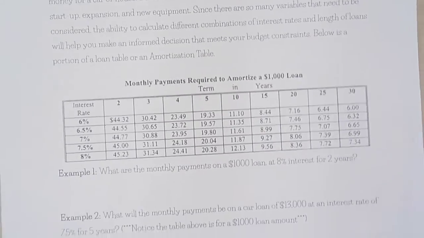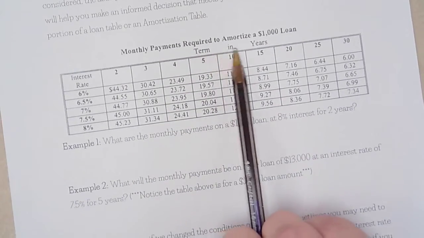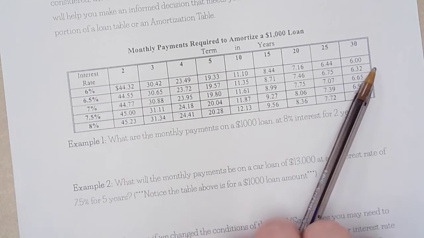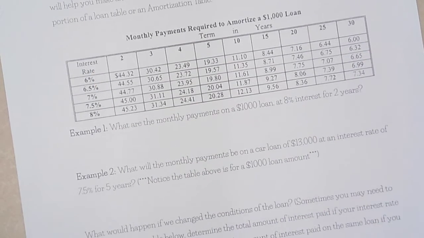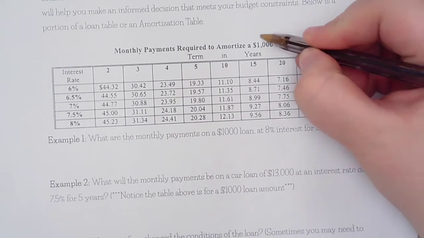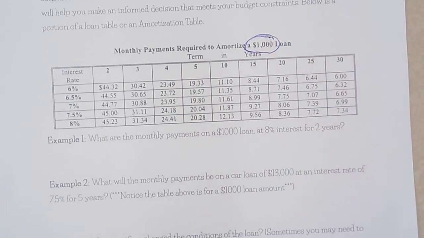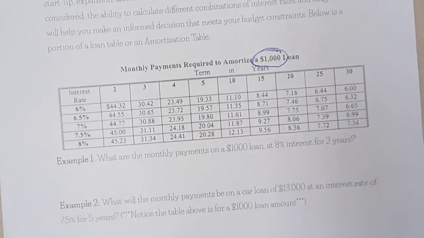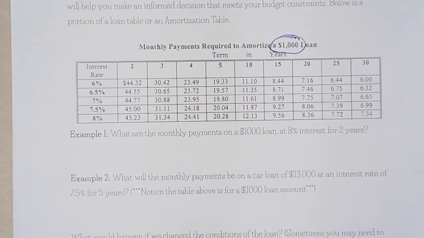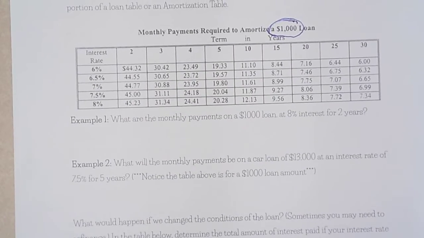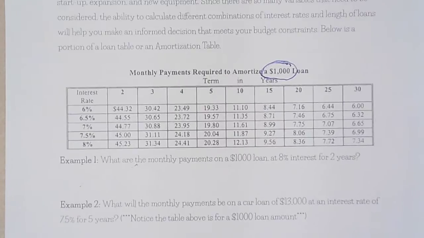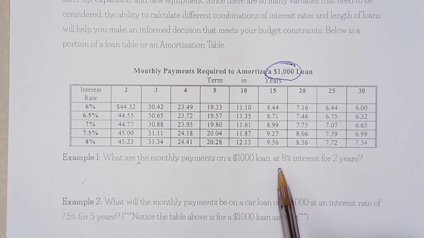If we look at this here, in terms of years, we have our interest rate here and then we have our years across the top. The thing that I want you to notice about this table is that this is the monthly payments required to finish a $1,000 loan. If we start talking about larger loans, we may have to adjust or take into account how much larger that loan is. So the first example here, what is the monthly payment on a $1,000 loan at 8% interest for 2 years?